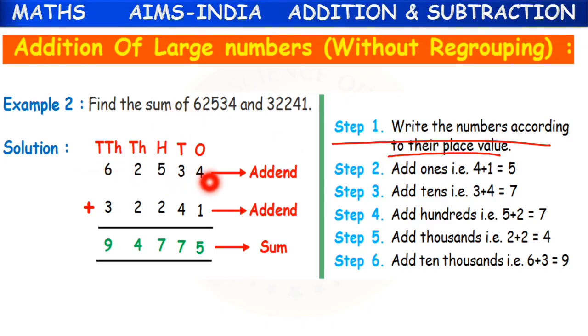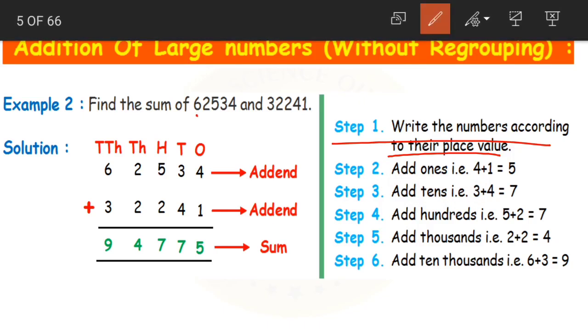Yes, 62,534 and 32,241. These two become our addends. Now what will the second step be? Add ones. Always, how do we start addition? We start adding from the ones place. Now in the ones place, 4 plus 1, 5.